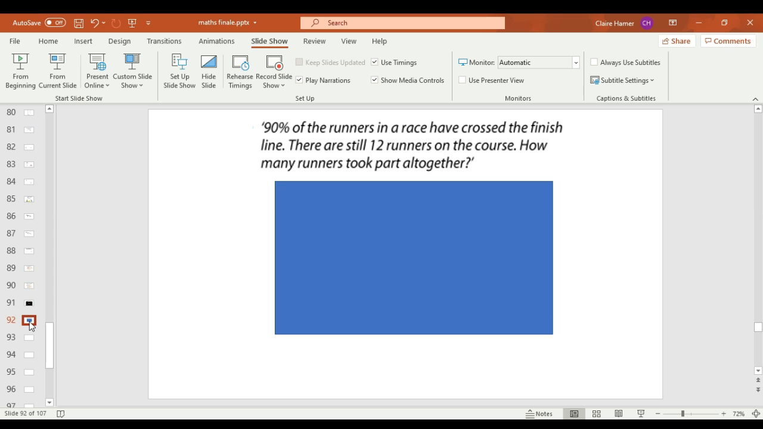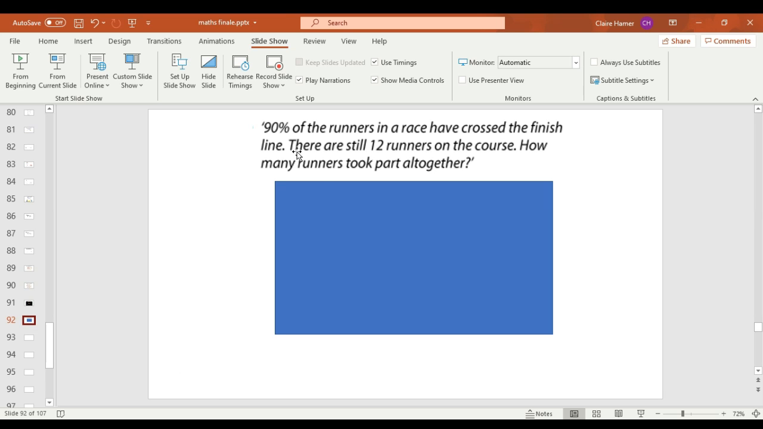90% of the runners in a race have crossed the finish line. There are 12 runners on the course. How many runners took part altogether? Okay, so read it again. 90% have crossed the finish line. There are still 12 runners on the course. So what percentage of the runners is equal to 12?